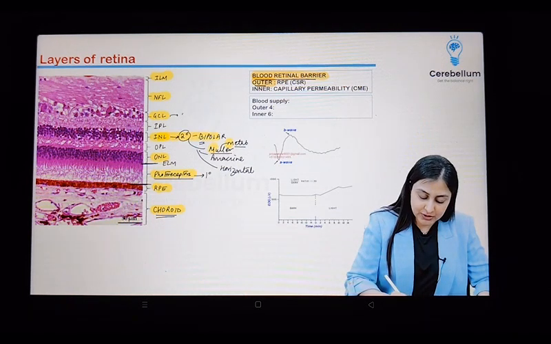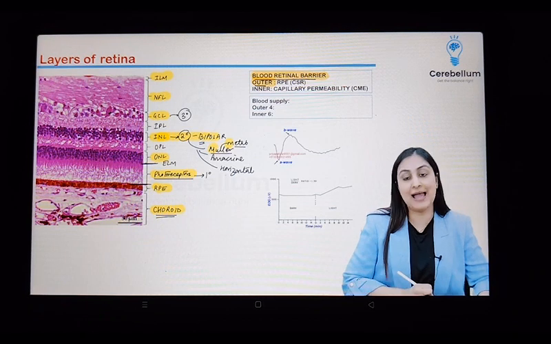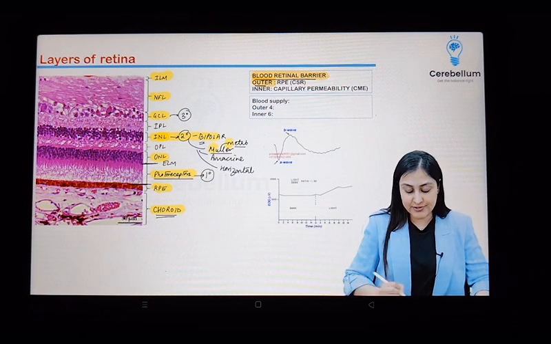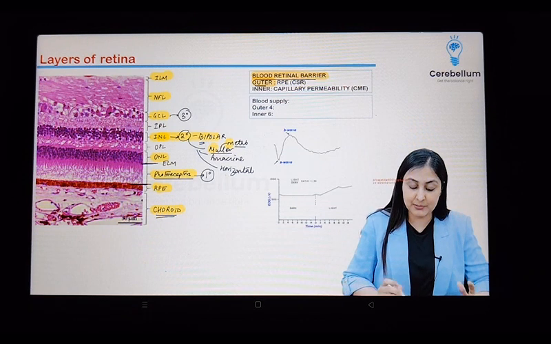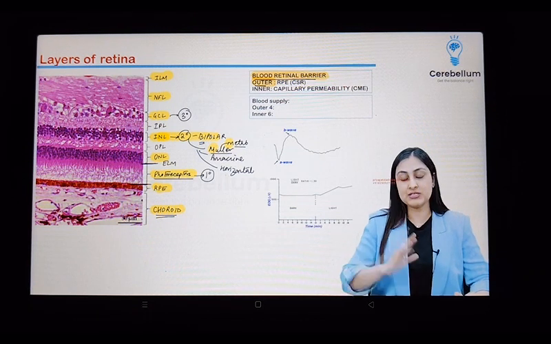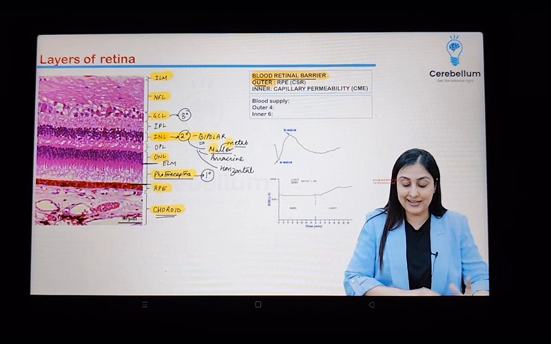From there, they're going to go into the tertiary third order neuron, that is ganglion cell layer, okay? So these are the 3 orders that you want to remember. First order photoreceptor, second bipolar, third ganglion cell, okay? So this takes care of a lot of chunk of retinal anatomy also.